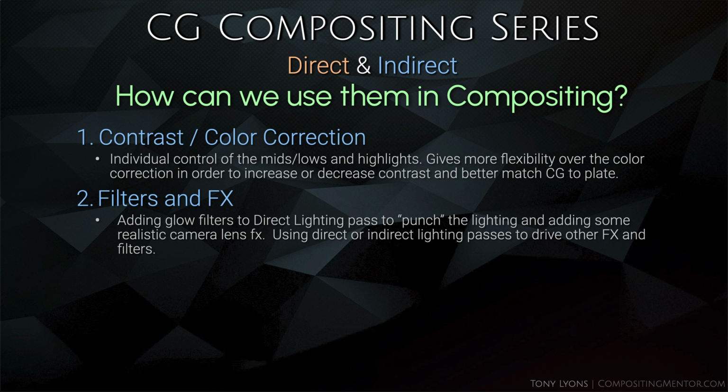The next way we could use direct or indirect passes is for filters and effects. For example, adding glow filters to the direct lighting pass to punch the lighting and adding some realistic camera lens effects. There's really no limit to the imagination here. I'm just using glow as a pretty obvious filter that you could use, but I'm just putting all in this section using direct or indirect lighting passes to drive other effects and filters.